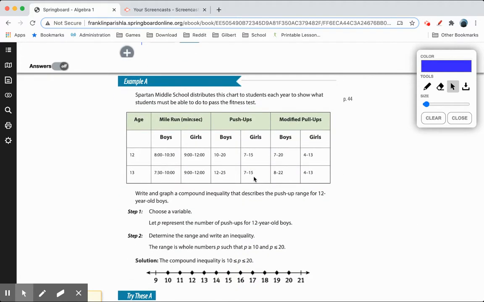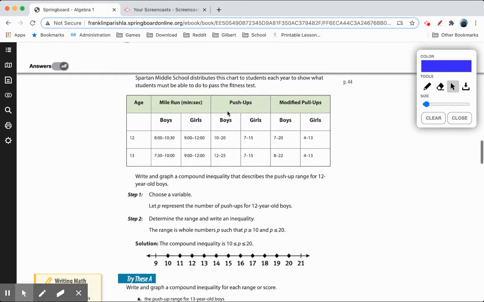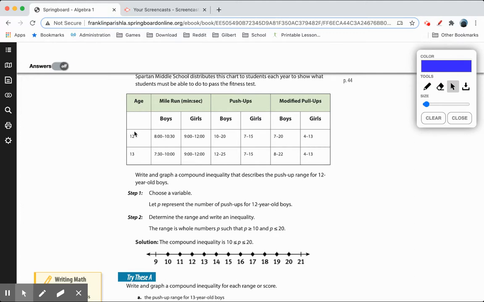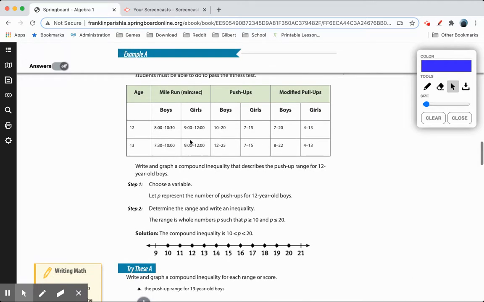Okay, let's see the example that they give us. Spartan Middle School distributes this chart to students each year to show what they must be able to do to pass the fitness test. So, if this is your age, 12 or 13, you have to run the mile. And if you're a boy, you need to run an 8-minute mile to 10 minutes and 30 seconds if you're 12, or 7 minutes, 30 seconds to 10 minutes if you're 13. So I guess they expect you to get faster the older you get. And girls would need to run the mile in 9 minutes to 12 minutes for both 12 and 13.